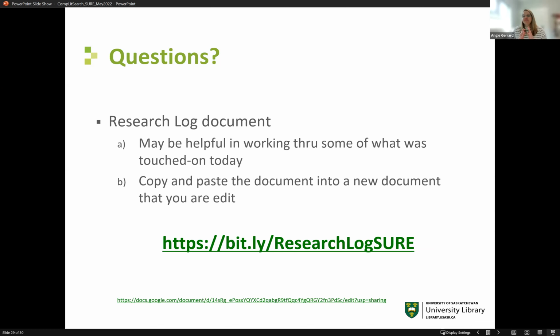Okay, and so maybe with the time left, I will open it up for questions, but just remember that the research log is there to help you work through some of the things that we talked about. If you have more specific questions, we can talk today, or if you think of something a week from now, my email address is on that research log, so you can reach out to me as well. So maybe I'll just open it up for questions and see if anyone has any.